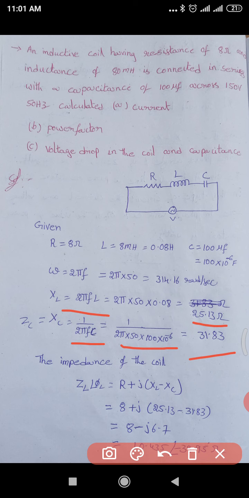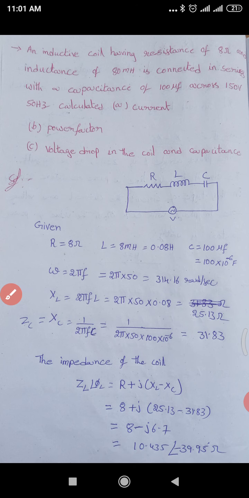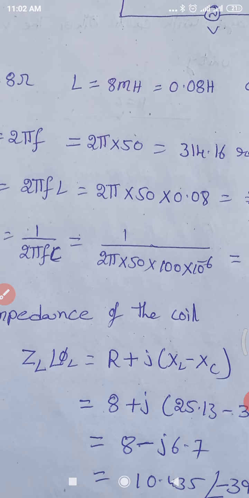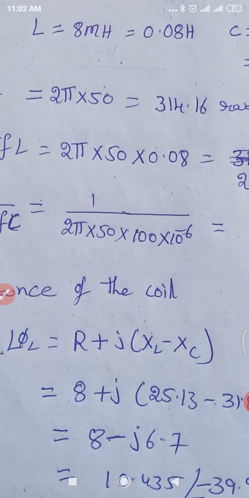Z is equal to R plus j(XL minus XC). So that is equal to 8 plus j(25.13 minus 31.83). If you replace all these values, we get 8 minus j6.7. This same value we are writing in polar form. This 8 minus j6.7 is the rectangular form.